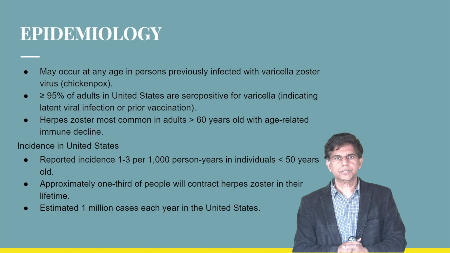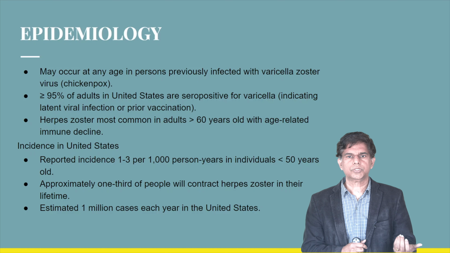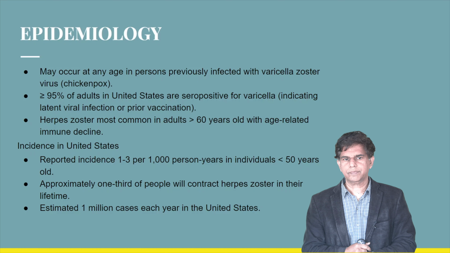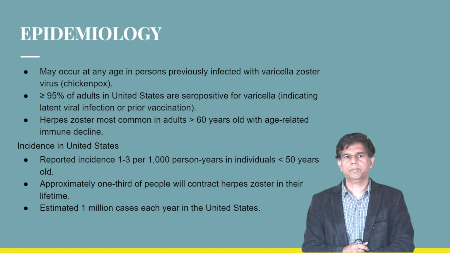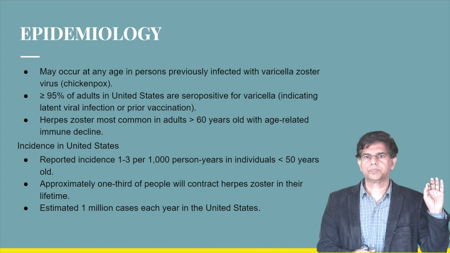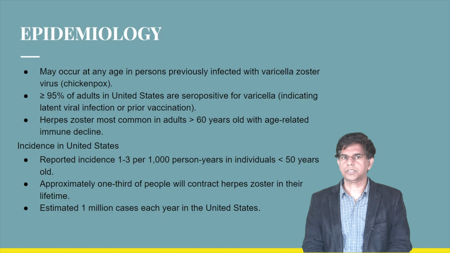Okay, incidence: 1 to 3 per 1,000 persons per year in individuals less than 50. Approximately one third of people will contract herpes zoster in their lifetime. An estimated 1 million cases occur each year in the United States. So remember that 95% of people had exposure to the virus as a kid, or they might have had prior vaccination also.